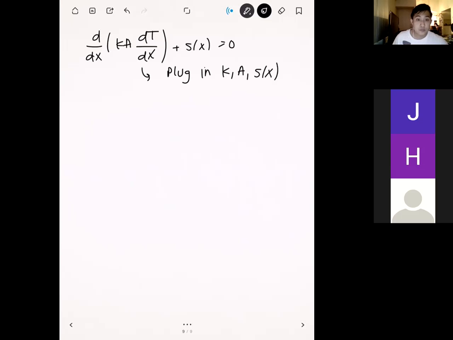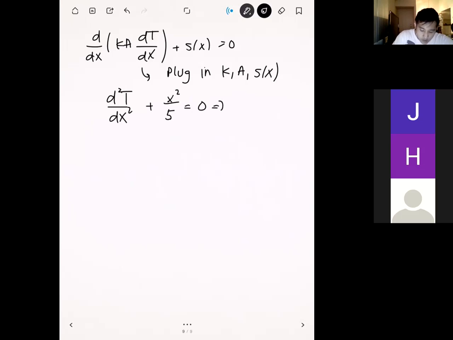When we do that, we get d squared T dx squared. Our two properties are going to cancel out, so we have 2 times 0.5, which is just equal to 1. And so that's why we just have d squared T dx squared. Then our S is going to be plus x squared over 5, equal to 0.